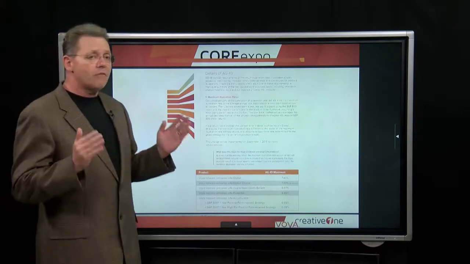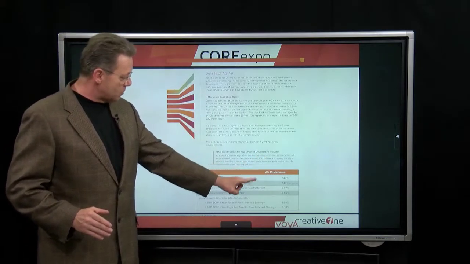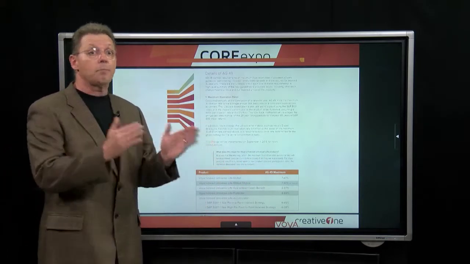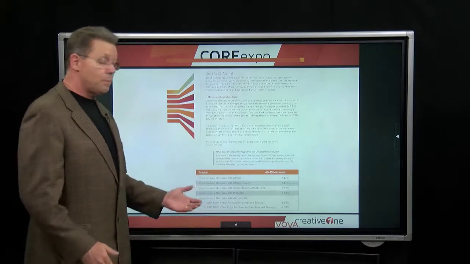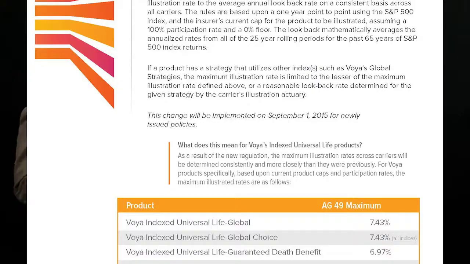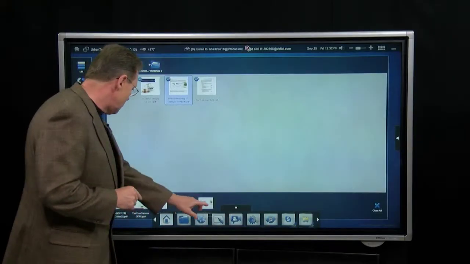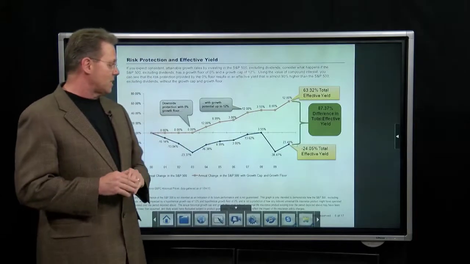And everybody's different. This carrier has different maximum rates that they have already published for every product that they have. So whether it's S&P or, in this case, they do multiple indices that are foreign and domestic, you can look at those rates and actually plot your strategy based on that. And then I'm going to show you this one idea that I think you're going to find fascinating.